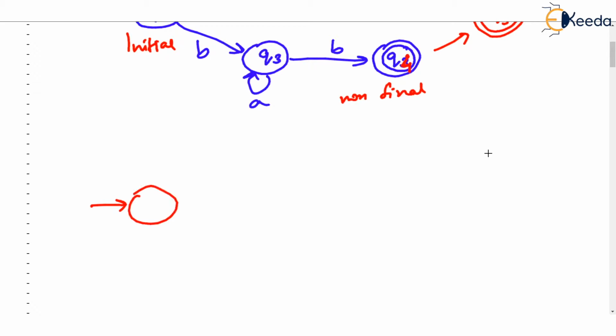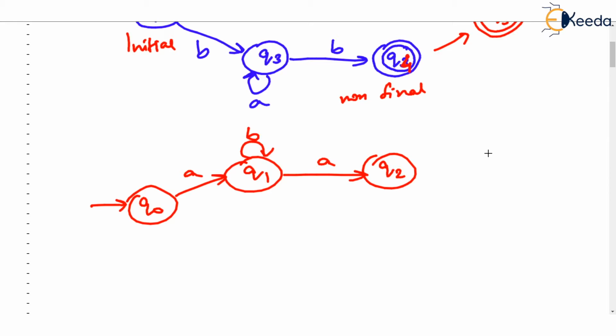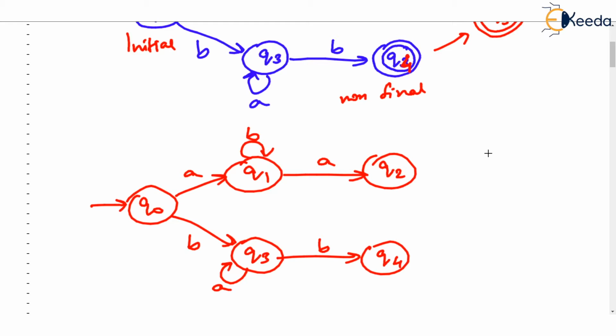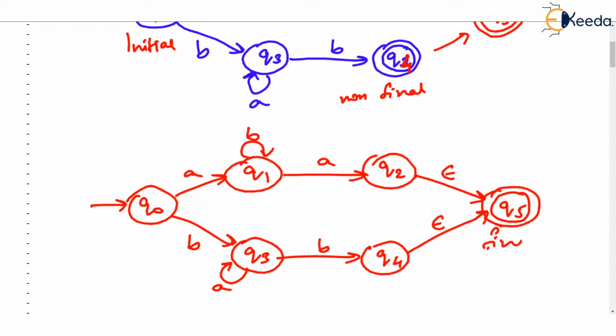Q0 remains the initial state, and then we had a transition going to Q1 on A, B was a loop, and Q2 was the final state, but it has become non-final. We had a transition on B to Q3. Q3 had a loop on A and a transition on B to Q4. Q4 was also a final state, but these two have become non-final states, and we will add epsilon transitions and let Q5 become the final state. This is a new final state.